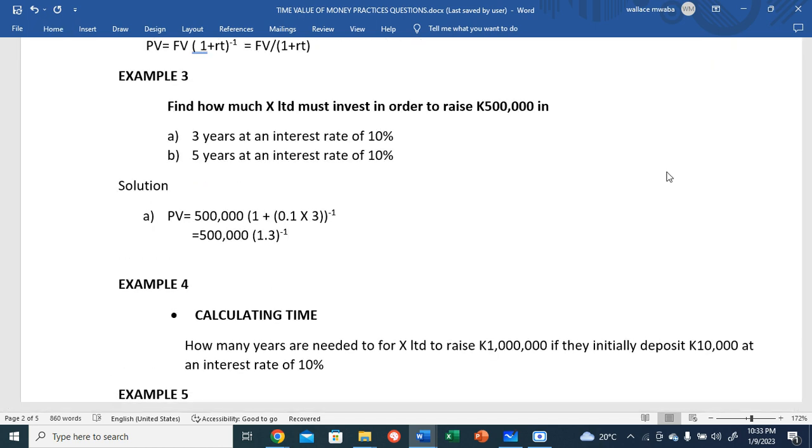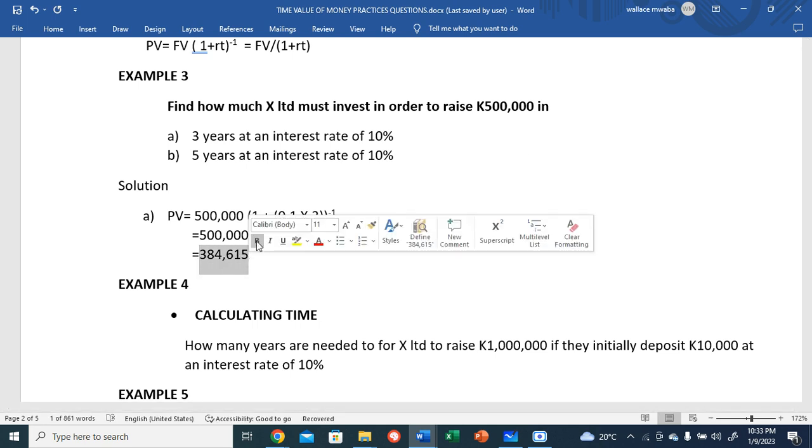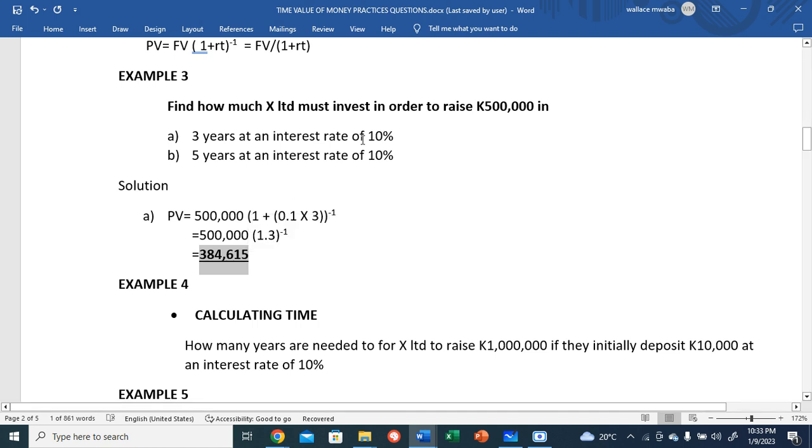All right, so that's going to be 384,615. It has some decimal places, but I'll just leave it as a whole number. So this is how much you must invest, and then at an interest rate of 10%, after 3 years, you're going to get 500,000.